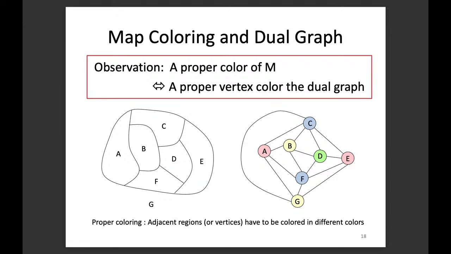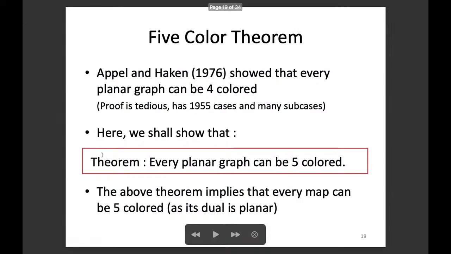What is the minimum number of colors that we need so that we can color all the vertices or the regions properly? It turns out that in 1976, two mathematicians, Appel and Haken, showed that every planar graph can be four colored. So in that case, every planar map can also be colored in four colors. But the proof there is actually very tedious. It has nearly 2,000 cases to consider. These are the big cases, and then there are many subcases. To verify their proof to be correct, they rely on a computer. But here, if we allow more colors, let's say we have five colors, then it is easy to show that every planar graph can be colored using five colors. And the proof here, we just have two main cases to consider.